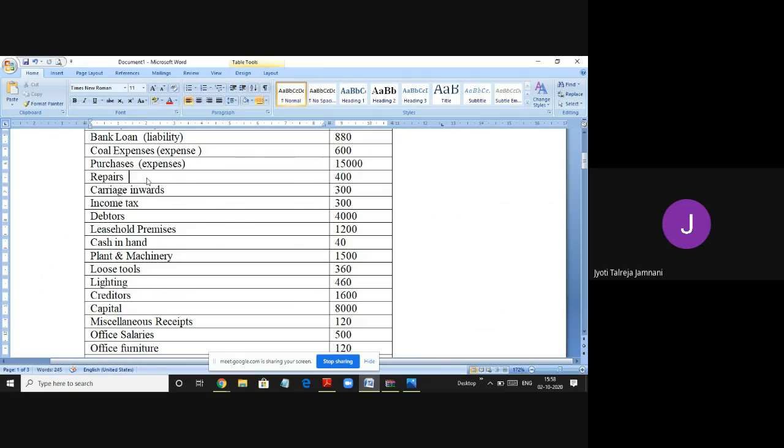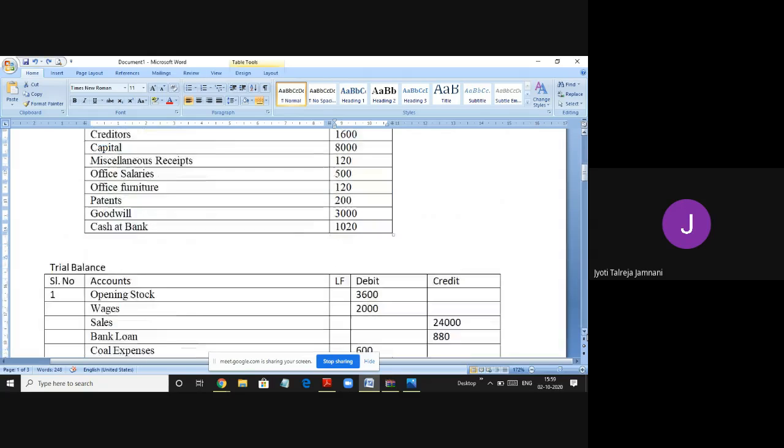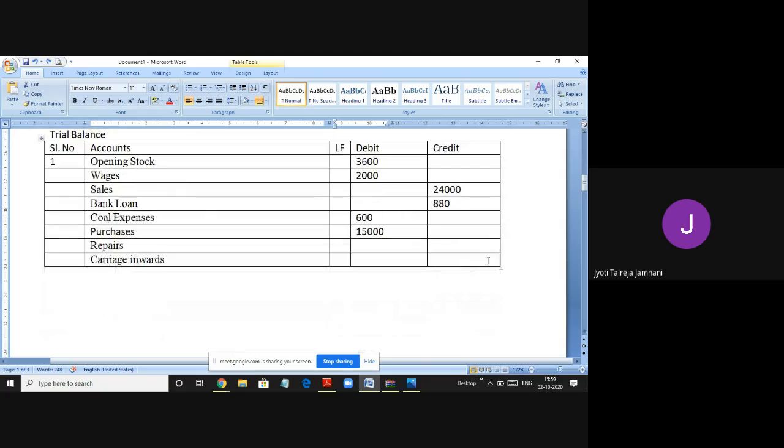And carriage inward. The next one is also an expense. Income tax paid is also an expense. Okay, so all the three will go on the debit side. Repairs, carriage inward, and tax. All three are expenses for the business, so they will go on the debit side of your trial balance.